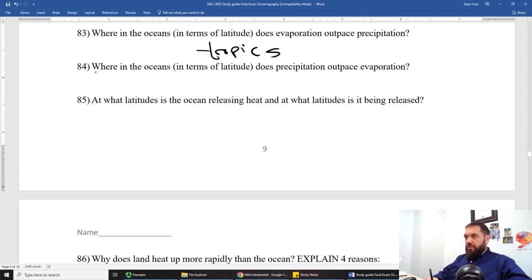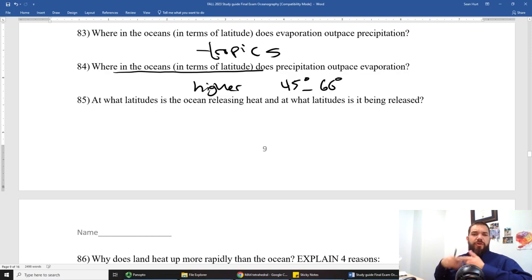So atmospheric circulation lectures. Vice versa, where's the ocean actually having more precipitation than evaporation? That's going on at higher latitudes, maybe 45 degrees and above, maybe 45 to 66 degrees. That's where you're getting more precipitation outpacing the evaporation. So that's important because you're moving heat in the form of latent heat from the tropics where it's hot to these higher latitudes where it's cold. So it actually works to keep the temperature and climate of the Earth more equilibrated. Okay, so that's why H2O is so important for our planet.